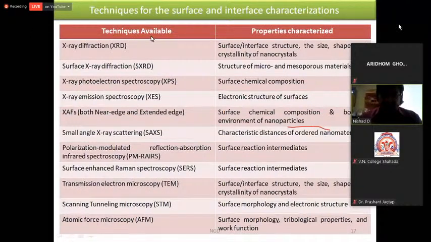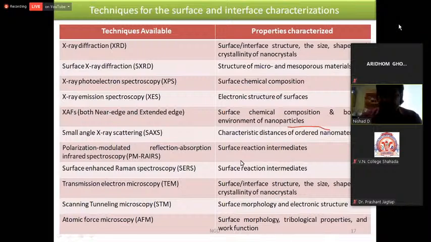So coming back to understanding the properties, this is not the only simple tool to understand surface properties; there are more sophisticated techniques like X-ray diffraction. You have surface or glancing-angle X-ray diffraction. You have XPS, you have XES, which show the electronic properties or the chemical composition. You have XAFS, you have polarization-dependent and reflection absorption spectroscopies. You have Raman spectroscopies, you have AFMs to understand different kinds of properties of these surfaces and interfaces.